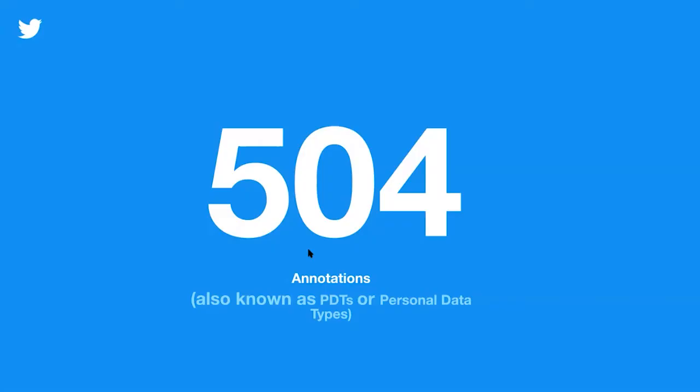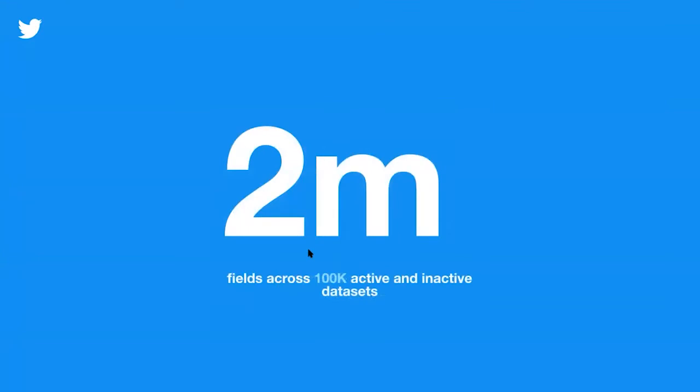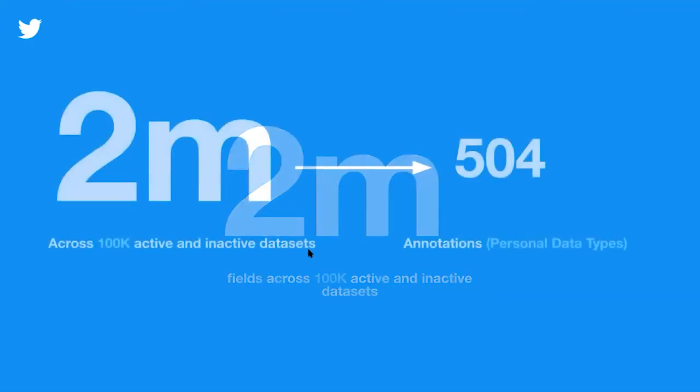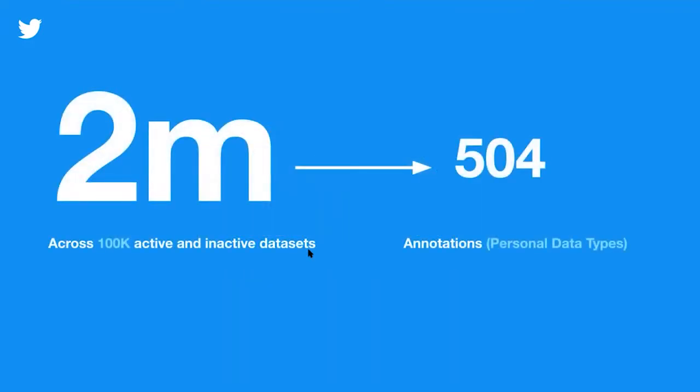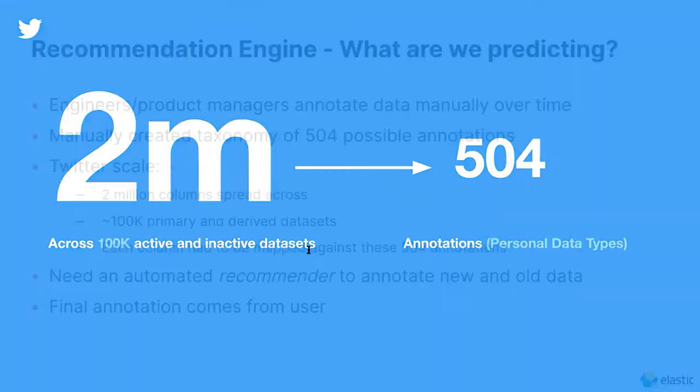Here are a few numbers to understand why we need a recommendation engine rather than manually annotating from scratch. We have 504 terms in our standard taxonomy. We call these terms personal data types. There are more than 2 million fields or columns spread across more than 100,000 datasets and a dozen data stores. These 2 million fields need to be annotated with these 504 personal data types. When you're dealing at this scale, having a recommendation engine for these personal data types can be very, very useful.